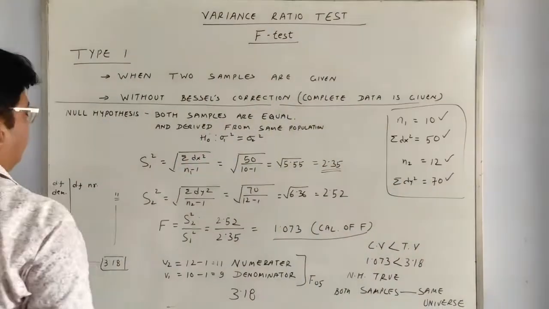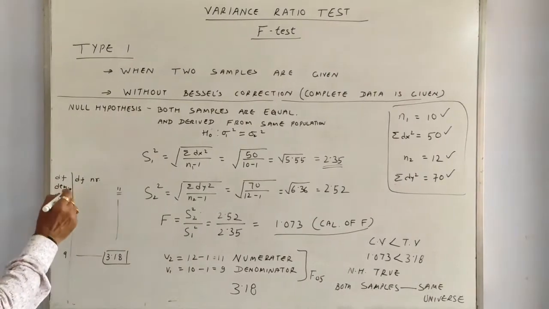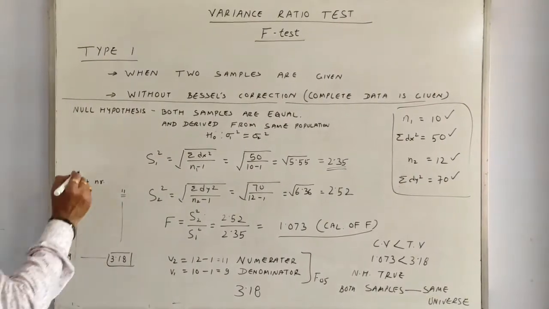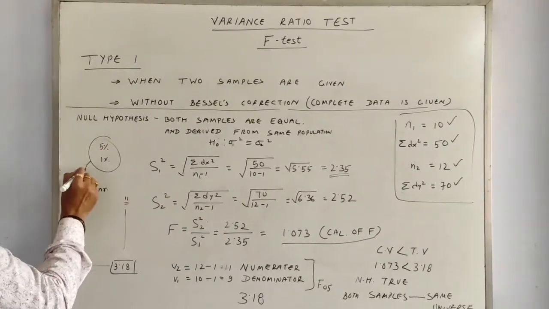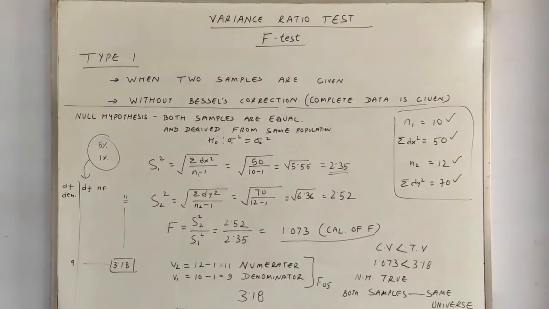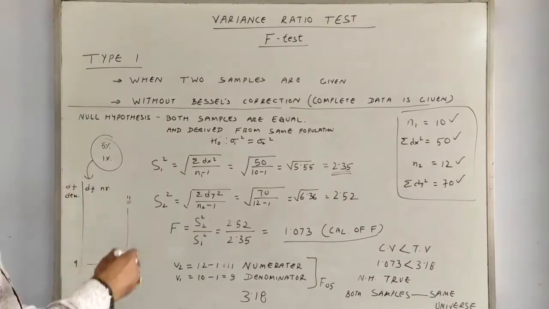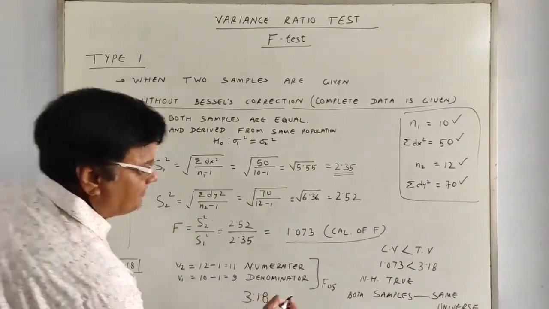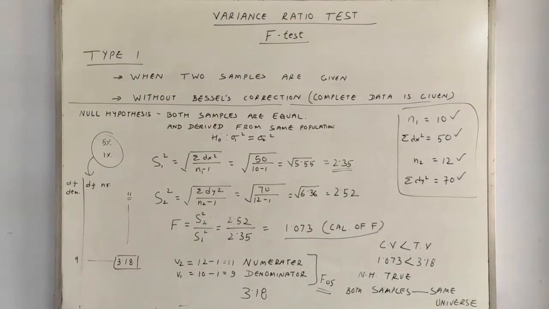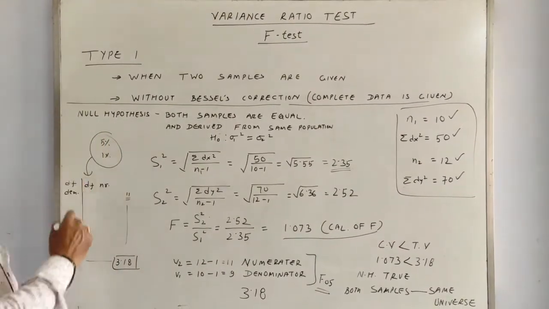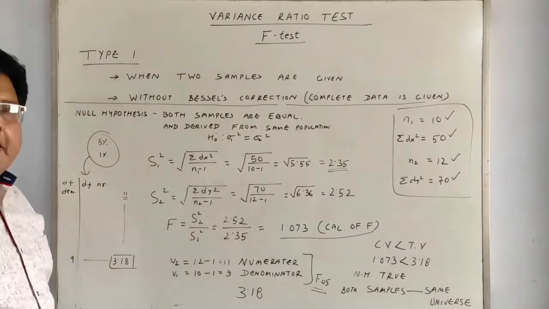And one thing, in the F table, because it is a two-dimensional table, only the 5% and 1% critical values are given. So there is no chance of many other percentages. So we have taken 5% in this case, and 90% of the time you will have to take the 5% critical value of F.